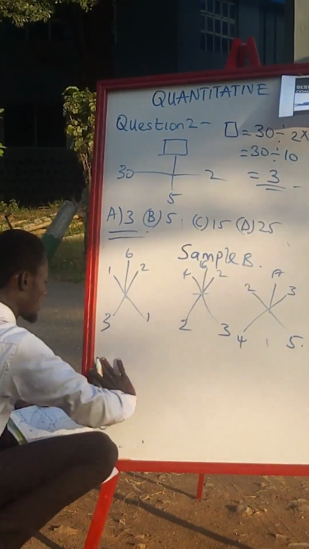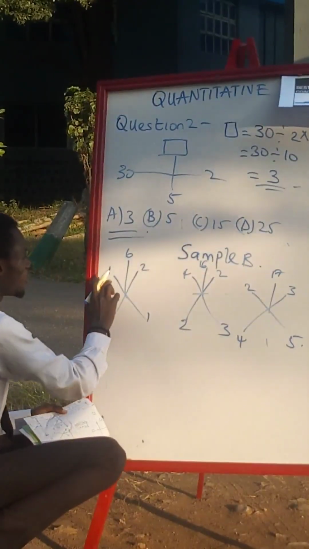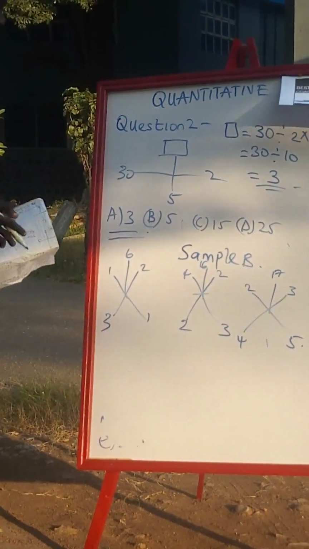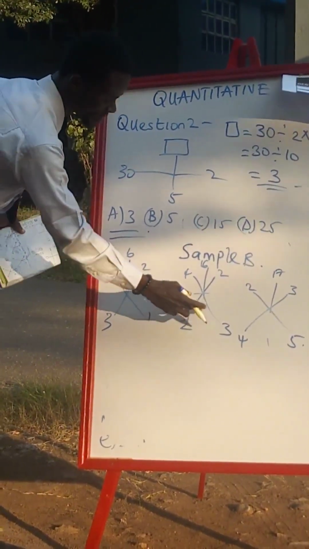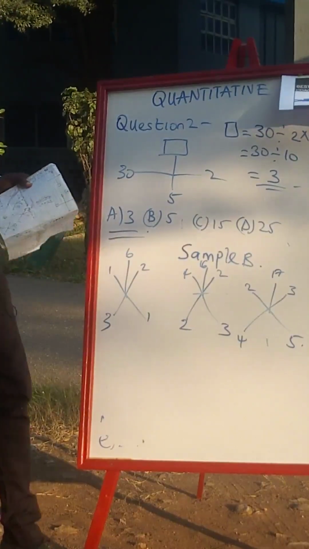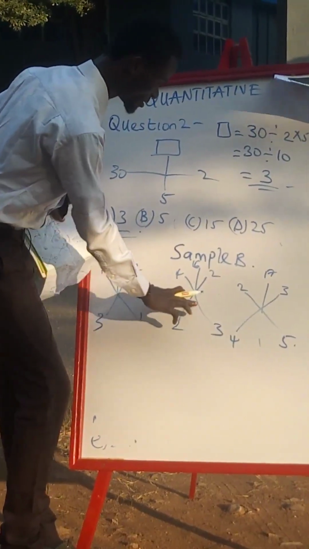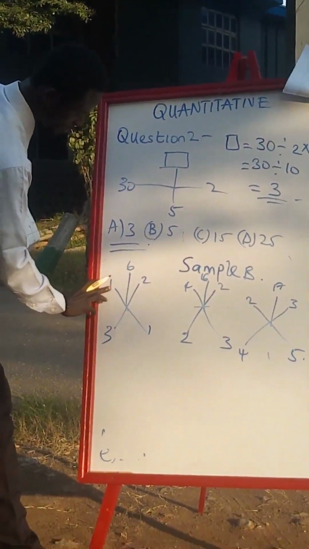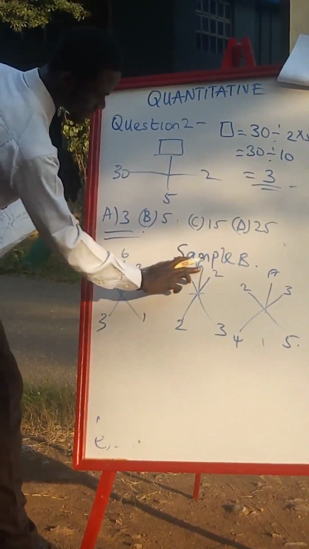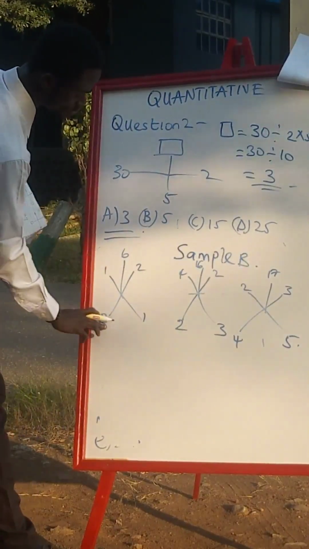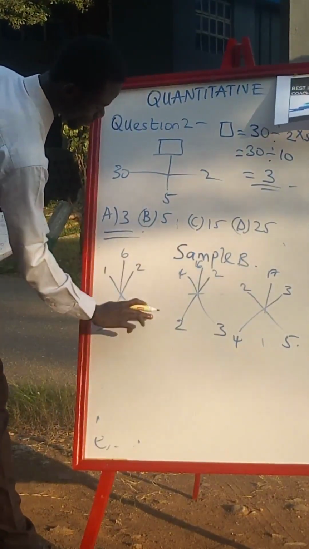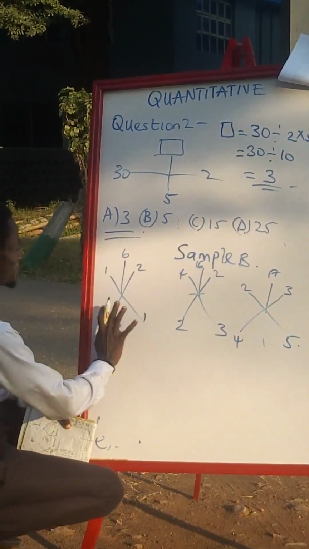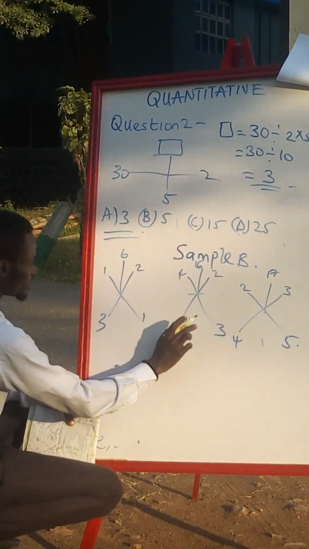So first things first, what does it become? 1, 1, 2, 3. Now you'll be asking yourself, how are we going to do this? This is the first diagram, the second diagram, and the third diagram. Now look at it: to get 6, to get 16, you remember in quantitative, what works for here must work for here, must work for here.